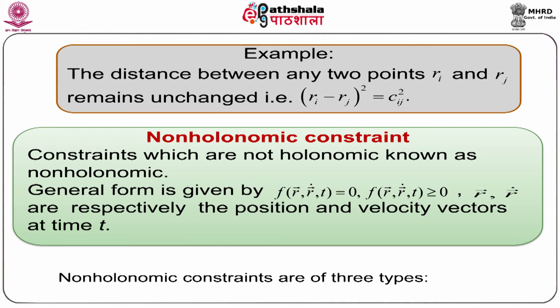Non-holonomic constraint. Non-holonomic constraints are those which are not holonomic. The general form of non-holonomic constraint is given by f(r, ṙ, t) = 0 or f(r, ṙ, t) ≥ 0, where r and ṙ are respectively the position and velocity vectors at time t. Non-holonomic constraints are of three types.